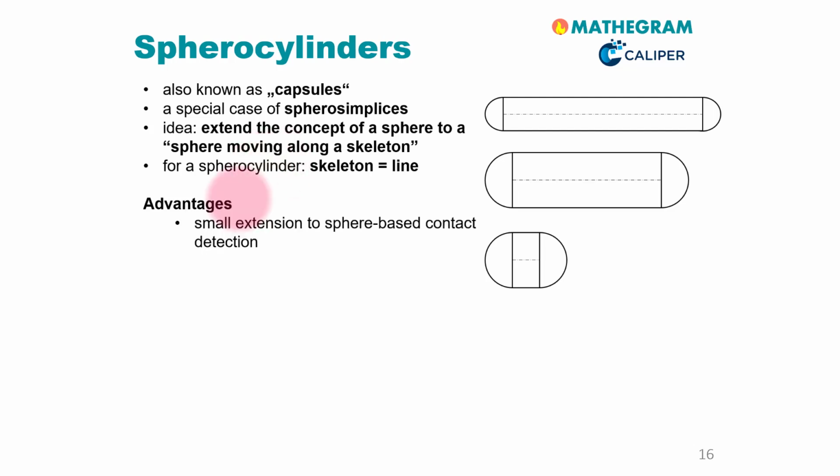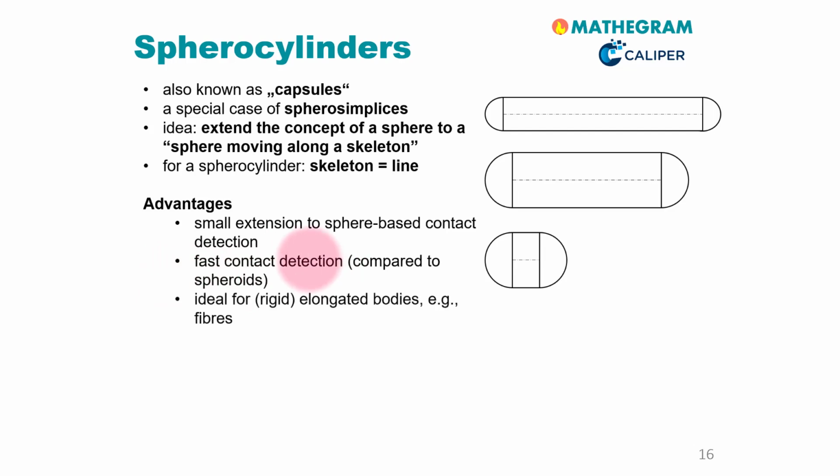The advantages of spherocylinders are that first, it's a relatively small extension to a sphere-based contact detection algorithm. It's not trivial, but it's absolutely doable. Compared to spheroidal approximations, spherocylinders offer a fast contact detection. And last but not least, they are obviously very well suited for elongated bodies such as fibers. Of course, these fibers must be rigid.